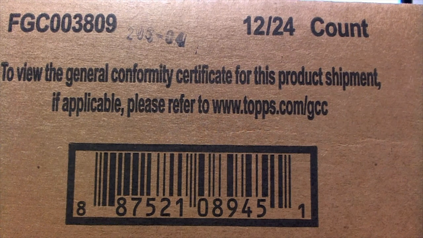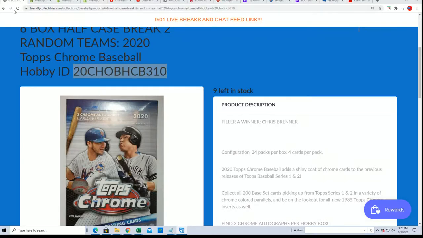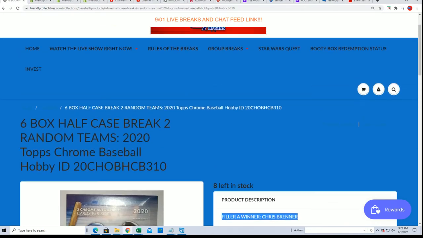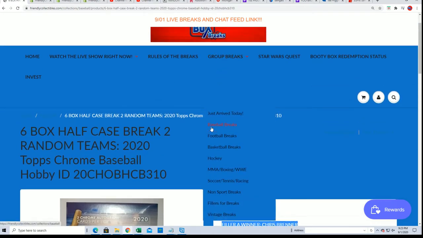We're looking forward to the half case break of Chrome Hobby. And right now we're down to 8 left. We had a filler A winner, Chris B. Congratulations. We're about to have a filler B winner right now. And then there is now a filler C.